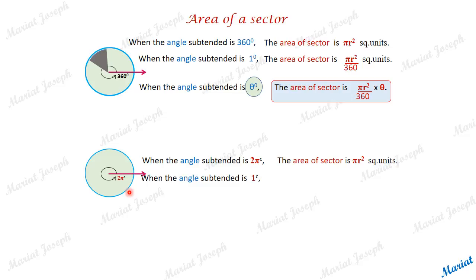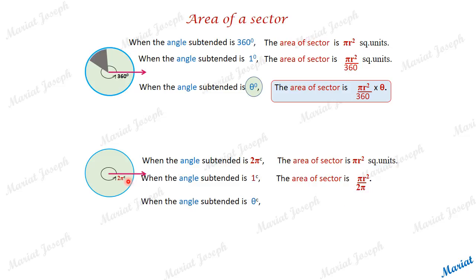But when the angle is 1 radian, from 2 pi radians make it 1 radian, so the area pi r square will be divided again by 2 pi. So the area will be pi r square upon 2 pi. Simplifying it, you get r square by 2. So this is the area of the sector when the angle subtended at the center is 1 radian.